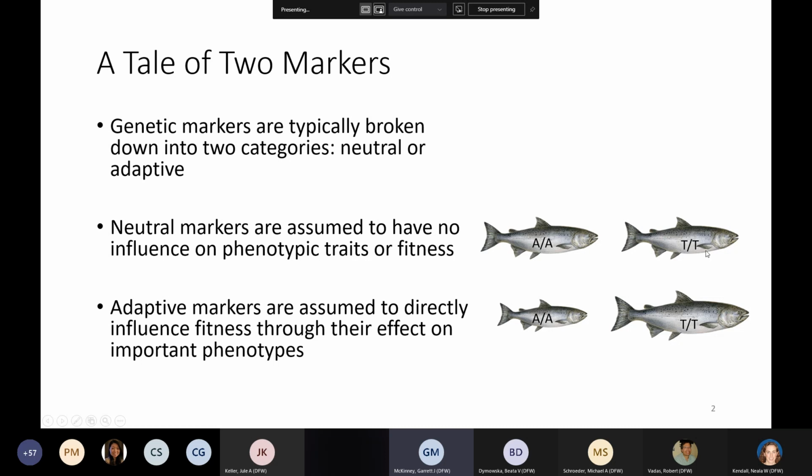So these two fish on the right have different genotypes. One has an AA, one has a TT, but it doesn't have any influence on their ultimate phenotypes or their fitness. They're identical for all intents and purposes, even though those genotypes differ. In contrast, adaptive markers are assumed to directly influence fitness through their effect on important phenotypes. So in the example below, the AA fish is much smaller than the TT fish because of that particular genotype. As a result, there's a fitness difference between them because of different body sizes.